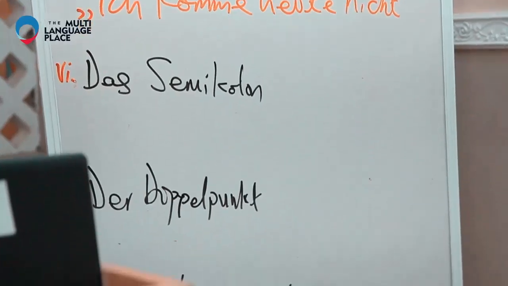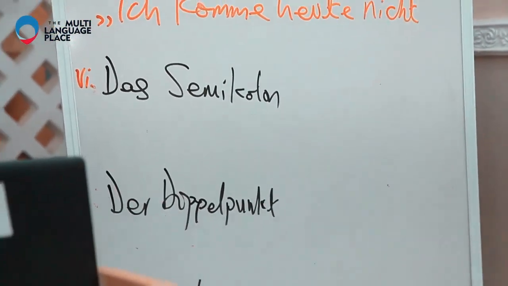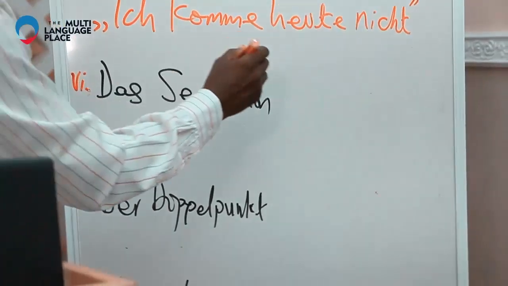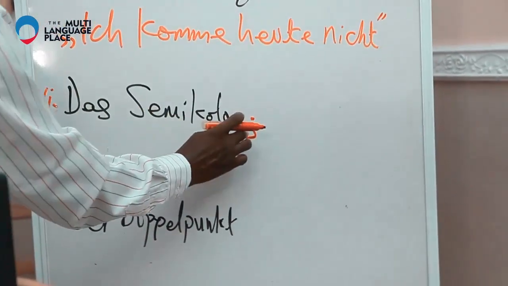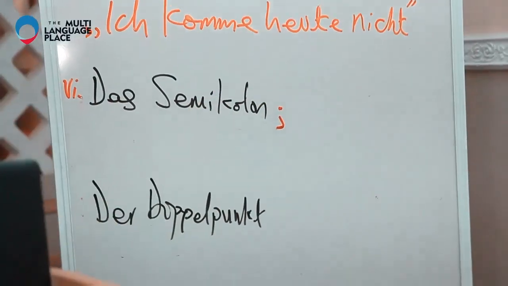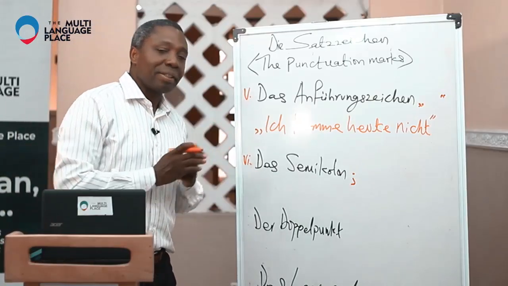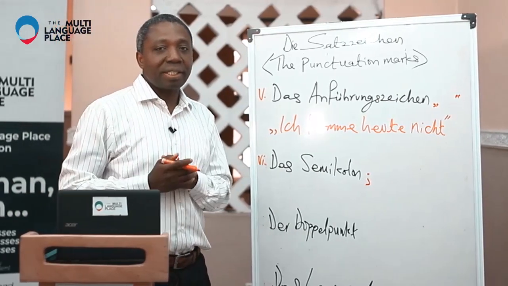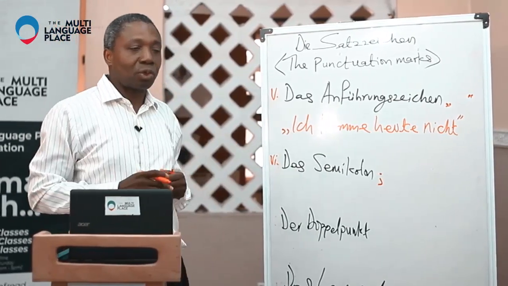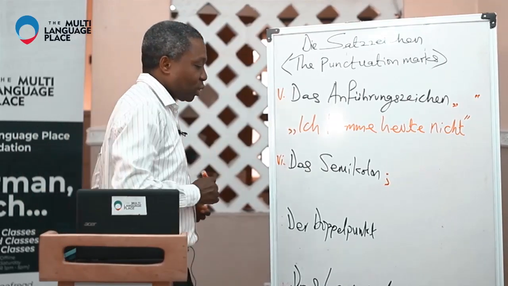Number 6 is das Semikolon. That sounds also like English. And this is how it is represented. Actually, it is a punctuation mark that is used to separate two phrases. It's not a total full stop, it's just a little stop.